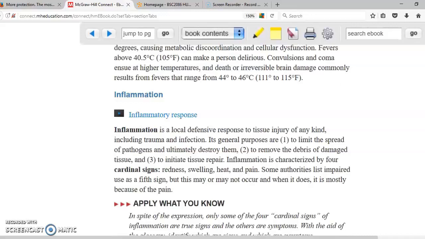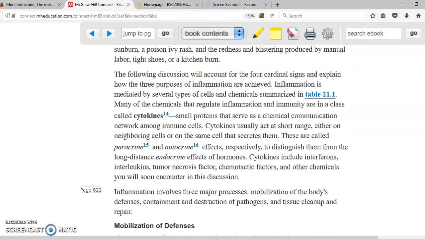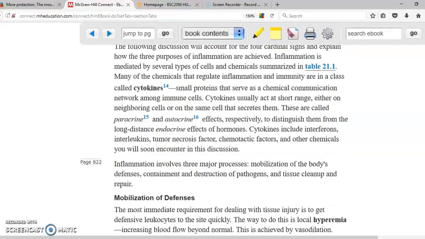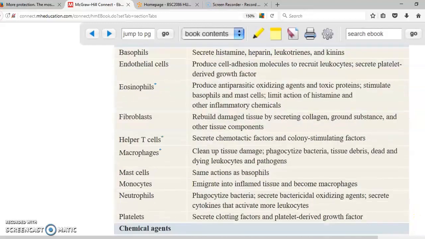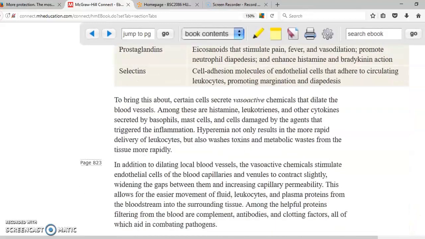Inflammation has 4 cardinal signs: redness, swelling, heat, and pain. Obviously, the job of inflammation is to stop the infection by, as you can see here, mobilization of the body's defenses, containment, destruction of the pathogens. You have a table in here where you have all the agents of inflammation as well as some of the cells and what they are going to produce. Hyperemia, what happens is that you're going to have more blood, therefore allowing the white blood cells to reach the areas where you have the infection.